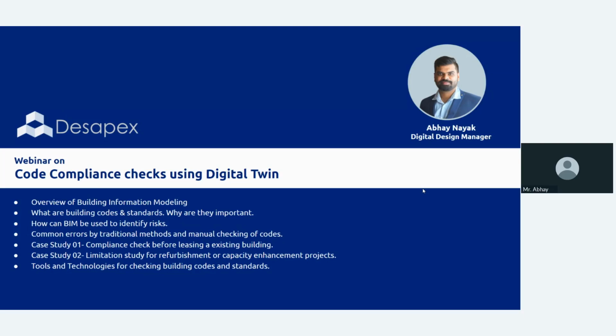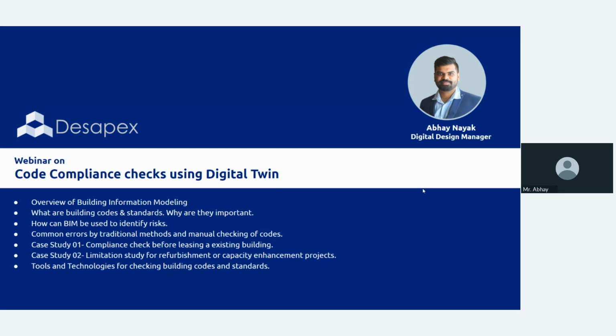And as all the projects here at Desapex are developed only on BIM framework, with time we found methods to check codes using BIM model by using various supporting applications. So today I would like to share with you some of my experiences associated with building codes and standards, and how we can use BIM technology to check and identify risks in a more accurate method when compared to the manual or traditional way of team visiting site and doing all the physical checks.